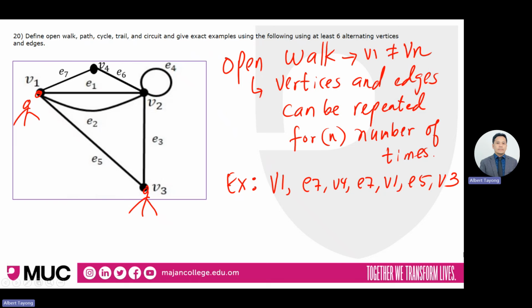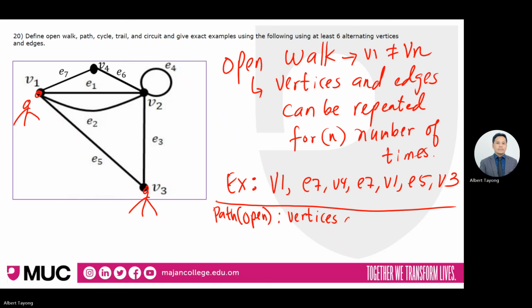Next is path. Okay, path, very simple. It is open and vertices and edges cannot repeat. So it has a very simple definition. Path is the simplest of all. Vertices and edges cannot repeat. You just have to continue.